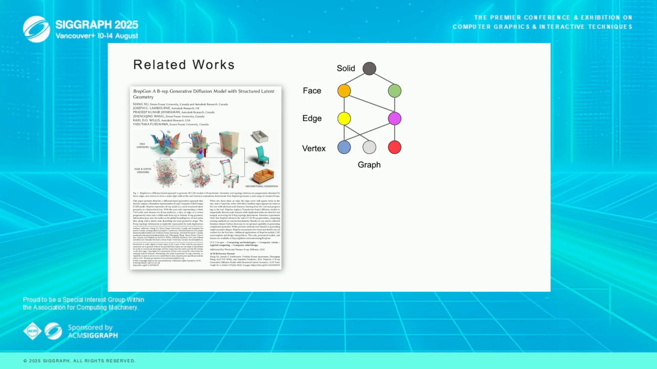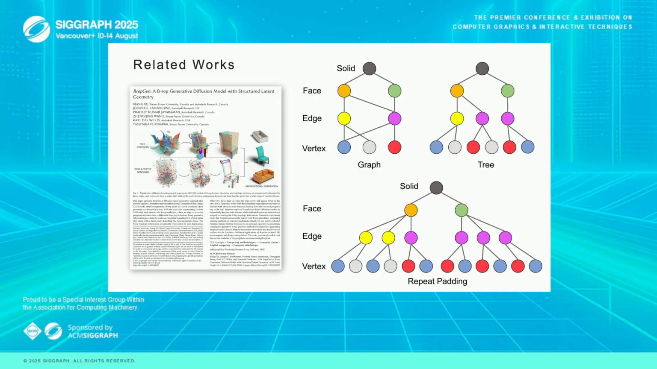For the hierarchy problem, BREP Gen proposed converting graphs into trees. You can see that the pink edges and all the vertices were duplicated. To further handle the inconsistent number of elements, they used repeat padding. While this solved both the hierarchy and the inconsistency issues, it led to many duplicated geometric elements. For example, this local shape with 2 edges and 3 vertices would be expanded to 6 edges and 12 vertices.